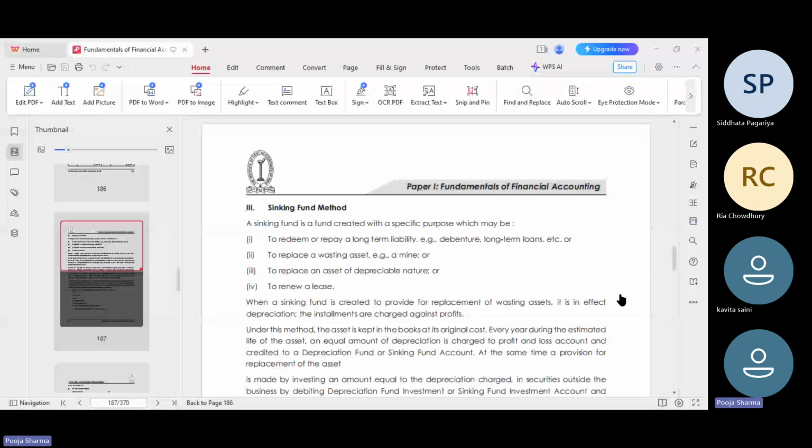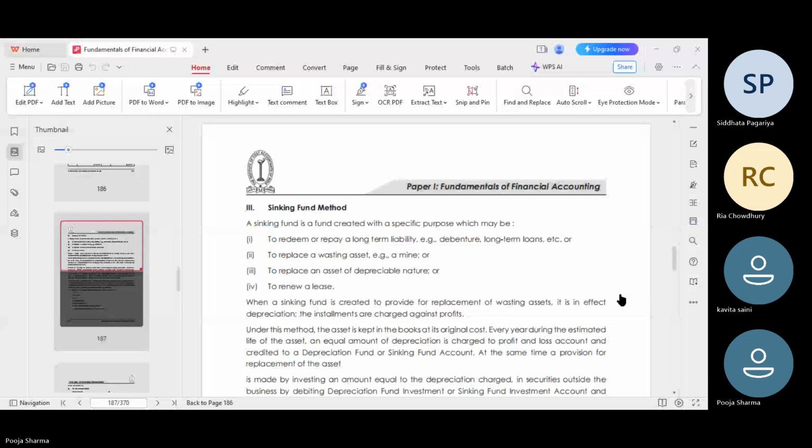Now we will discuss the sinking fund method. The sinking fund method is used to replace an asset. Whenever we purchase an asset, after a long time or whenever we use it, we have to replace it. For this, we need some cash. Sometimes we have a situation where we don't have cash for such a purpose. So we keep some fund aside by way of a sinking fund, and we utilize this fund for purchasing the machine when we replace the asset.